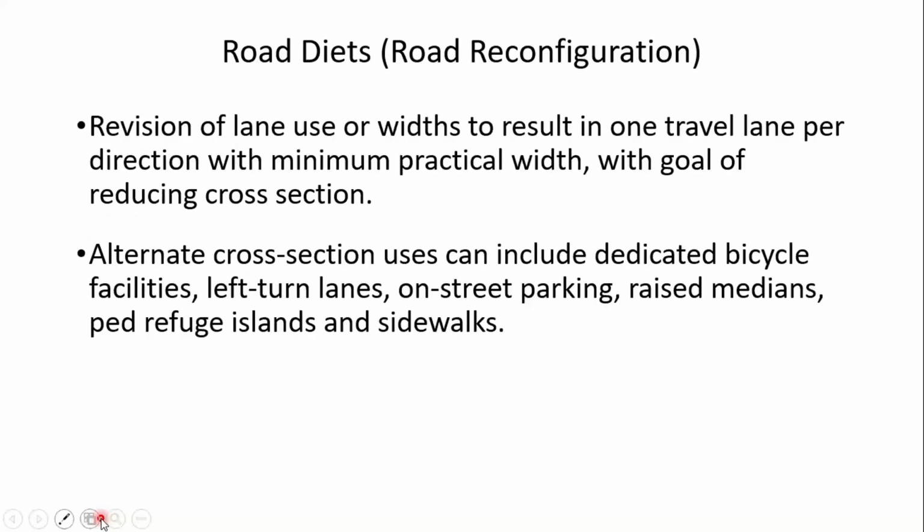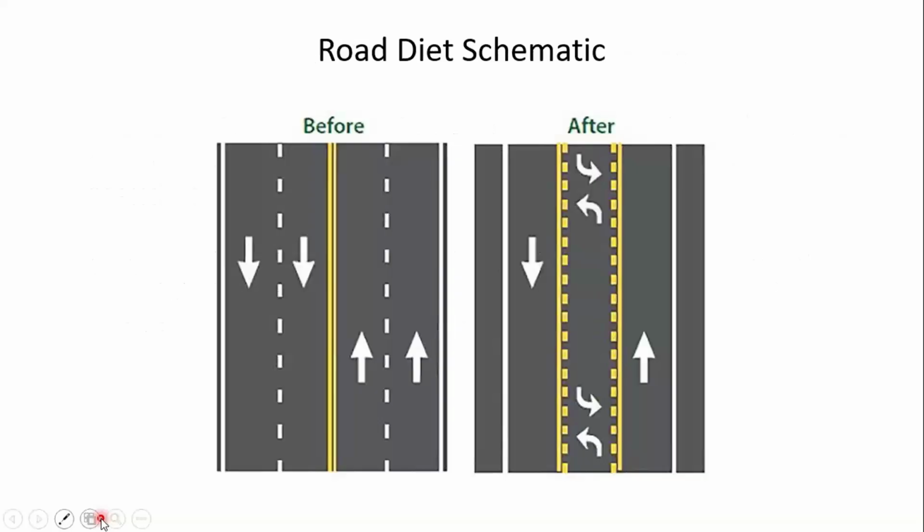Road diets, or some people call them road reconfiguration. This is revising the lane use or widths to result in one travel lane per direction, at kind of the minimum practical width, with the goal of reducing the vehicular cross-section to provide additional space for maybe left turn lanes, on-street parking, wider sidewalks, pedestrian refuge islands, and those kinds of enhancements.